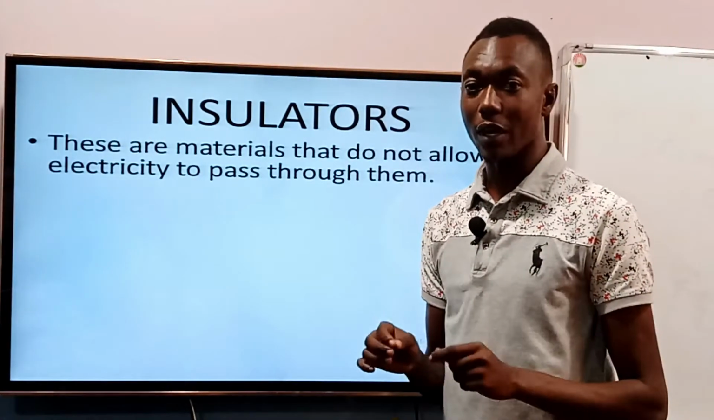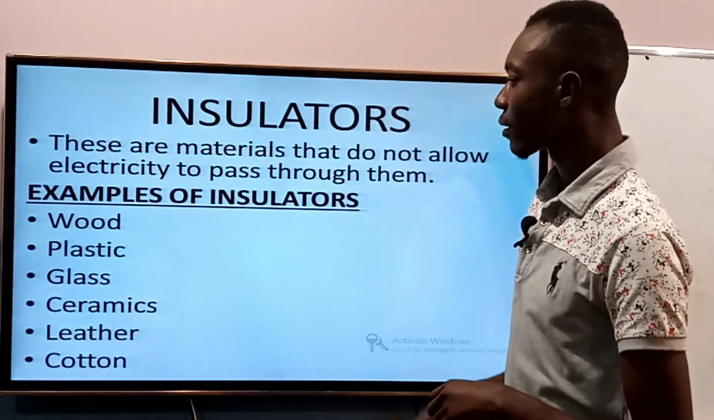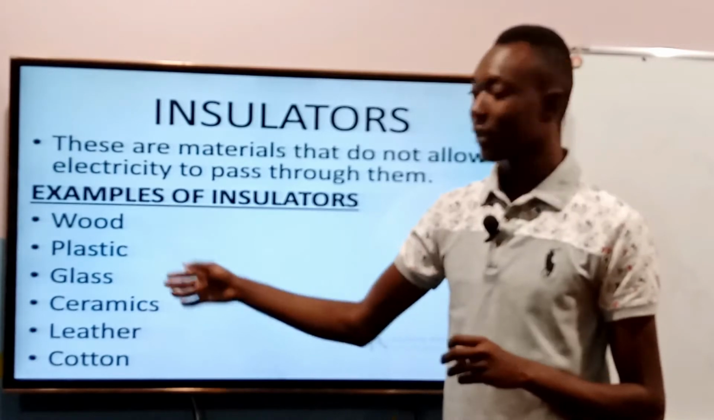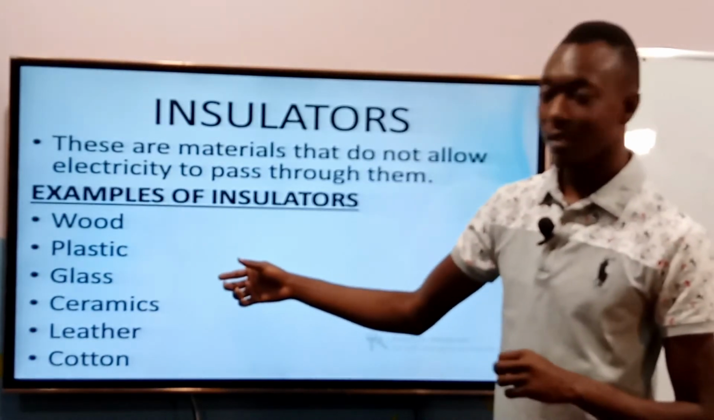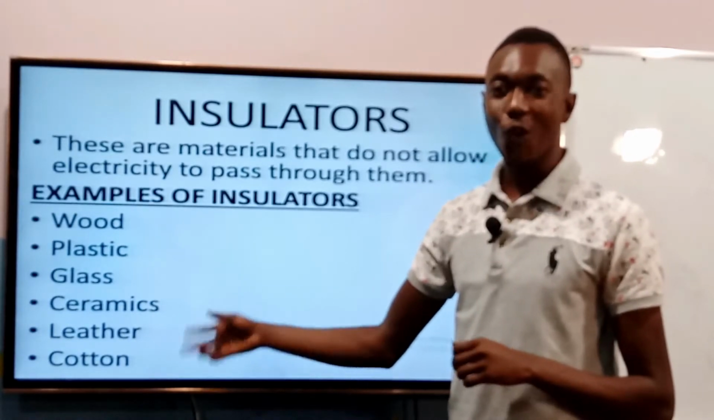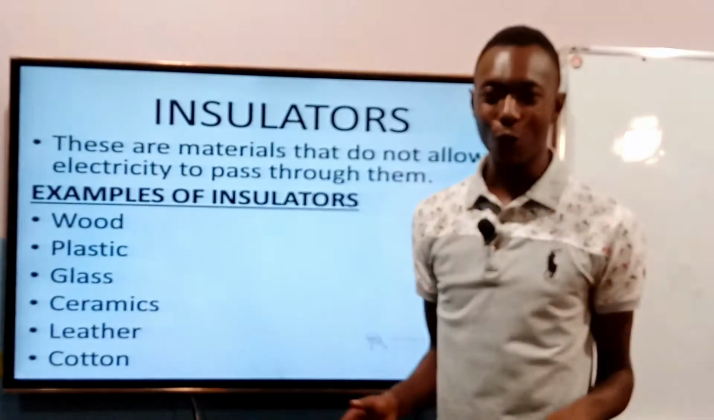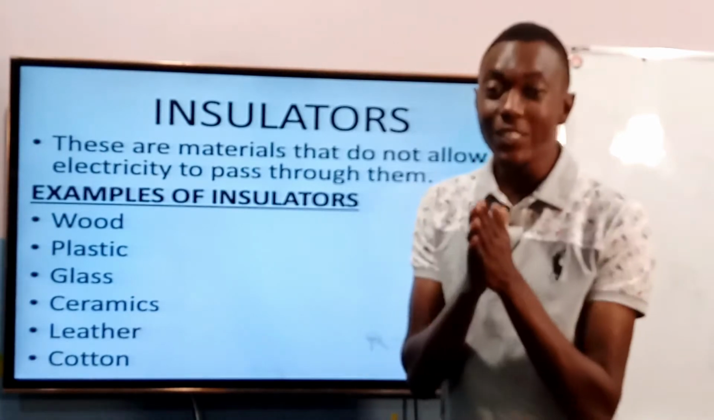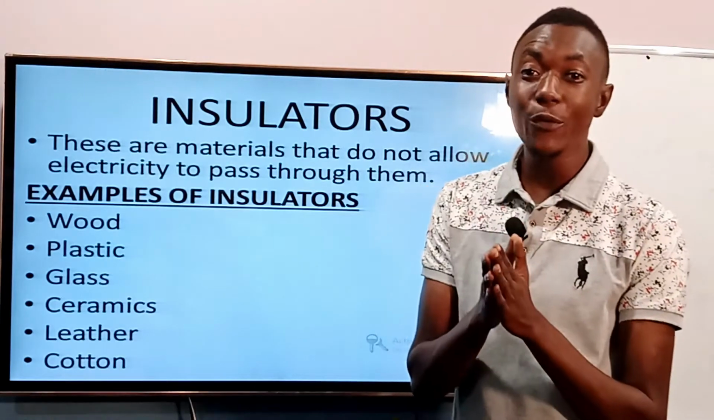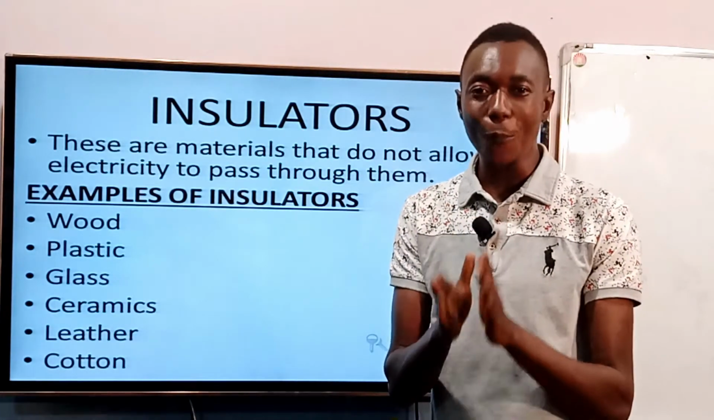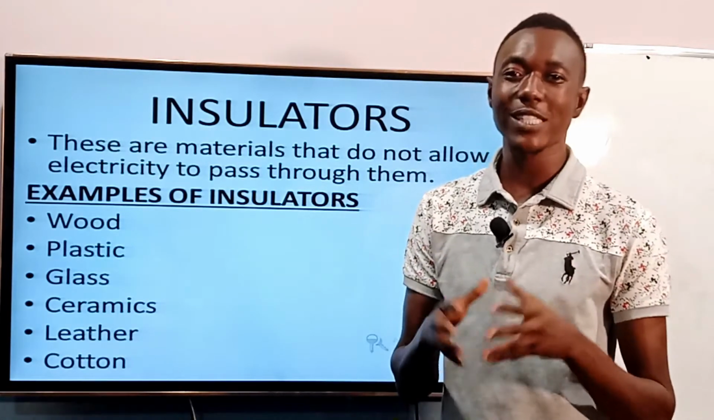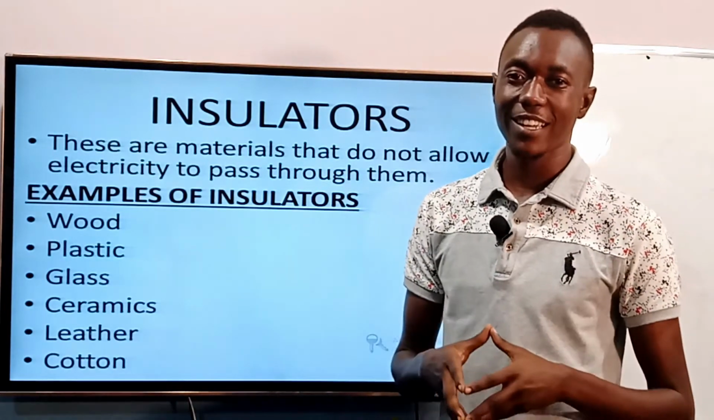Examples of such materials are wood, plastic, glass, ceramics, leather, cotton, and a whole lot more. In other words, when you attach them to current, that current cannot penetrate. And that's the main reason why we use such objects or materials to make the handles of certain electrical appliances.